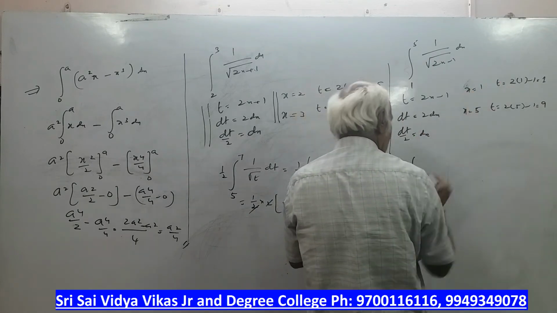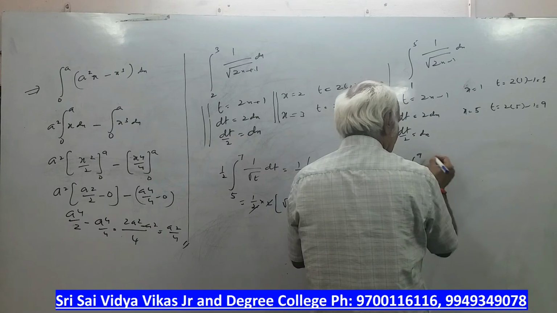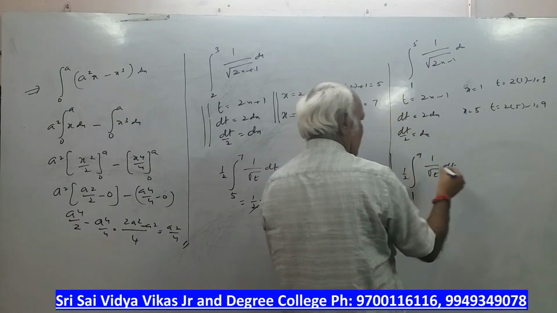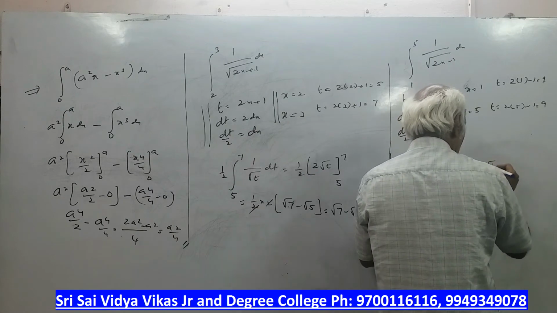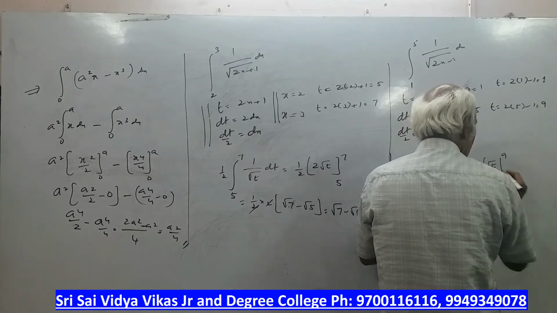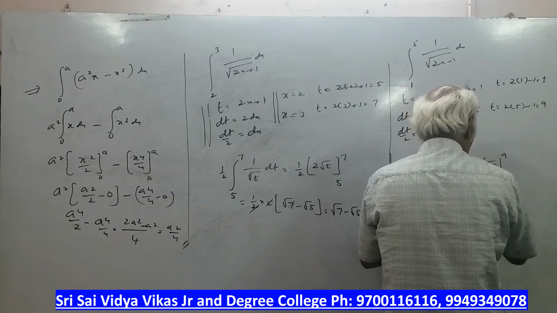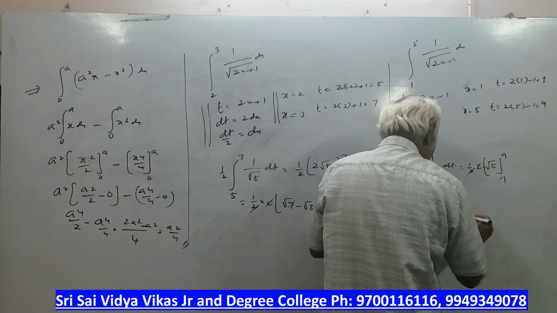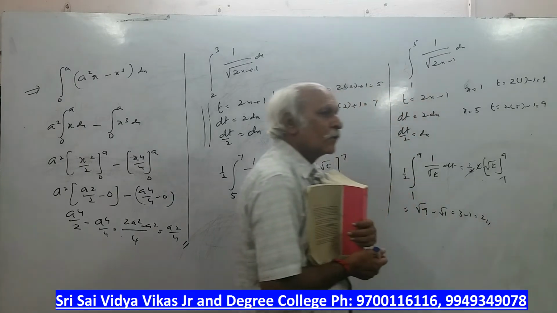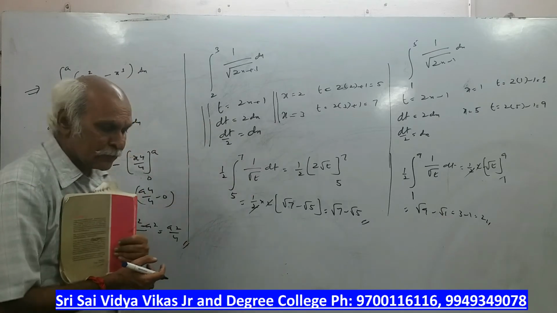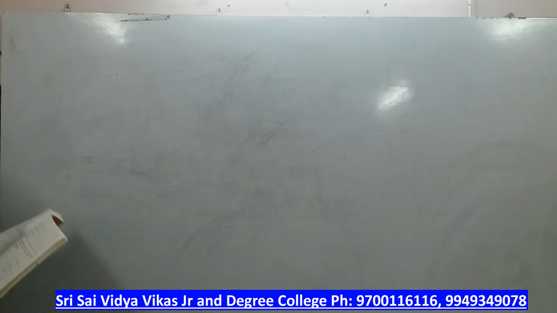Lower limit x is 1 is becoming 1, upper limit is becoming 9, 1 by root t dt, here 1 by 2 will come. So that is 1 by 2, 2 root t, upper limit, lower limit. What is the upper limit? 9, lower limit is 1. 2 and 2 will get cancelled. Root 9 minus root 1 which is 3 minus 1, 2. So here once we put the t, you have to change the limits also. Please note on this.